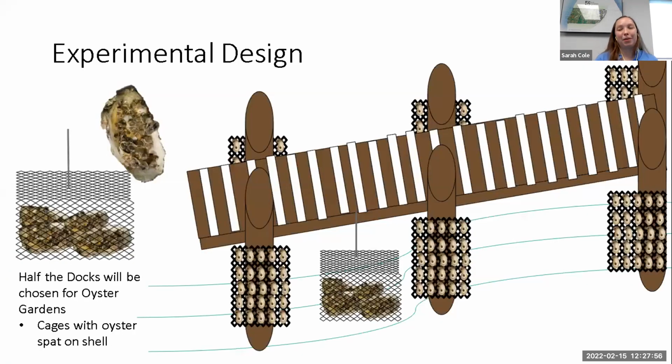So in addition to that experimental design, half of the living docks that we choose for that initial assessment will also receive an oyster garden. They will receive spat on shell, so we'll have that larger oyster shell and give them that baby spat on there to grow over a 6 to 9 month period.